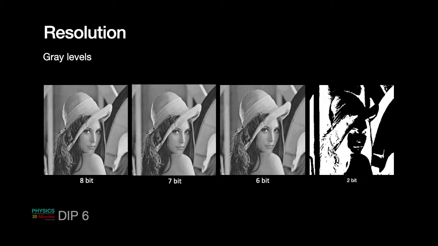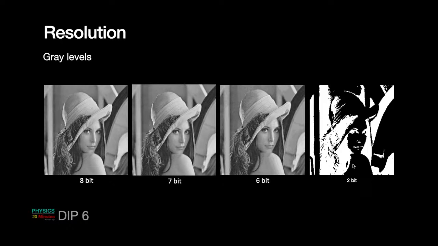I'm sorry, this has to be 1 bit. This shouldn't be 2 bit. This has to be 1 bit. So it's either 1 or 0. So wherever you are getting white, it's all 1. Wherever you are getting 0, it's all black. So you are reducing an 8-bit image into a 1-bit image.